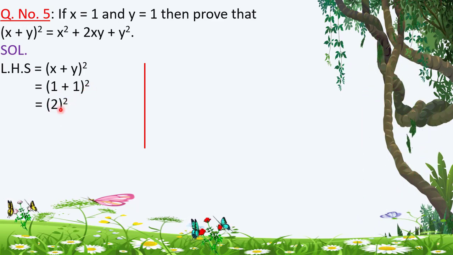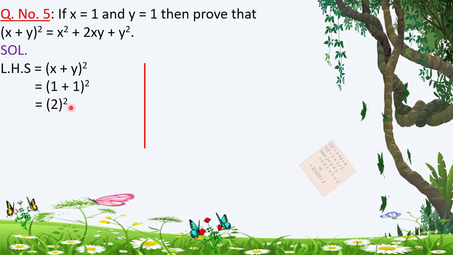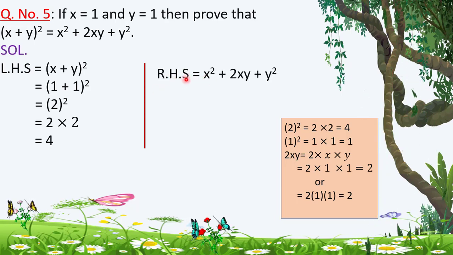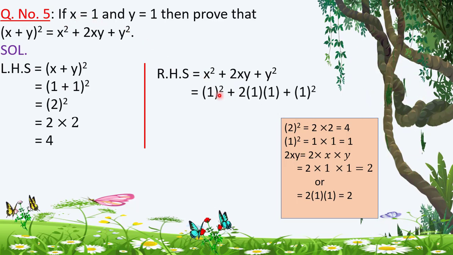Students, to square a number is just to multiply it by itself. As you can see that 2 square means that we have to multiply 2 by itself. So 2 multiplied by 2, that will be equal to 4. So we write here 4. Right hand side is given over here, that is x square plus 2xy plus y square. We'll substitute 1 for x and write here 1 square.